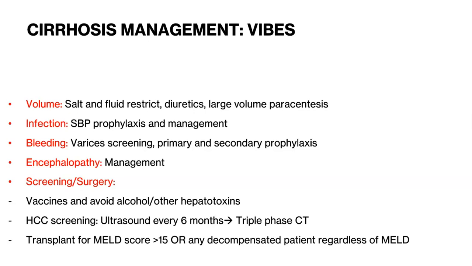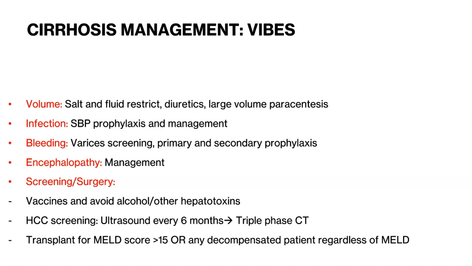To sum up, the mnemonic VIBES can be used to remember the components of the management of decompensated cirrhosis. V is for volume. Patients may need restriction of salt and fluid or diuretics to maintain euvolemia, and patients with ascites may need frequent large volume paracentesis. I is for infection. We covered this in our section on SBP in the previous slide. B is for bleeding. Patients should be screened for esophageal varices and receive either primary or secondary prevention with non-selective beta blockers or banding if found on endoscopy. E is for encephalopathy, as we just previously discussed.